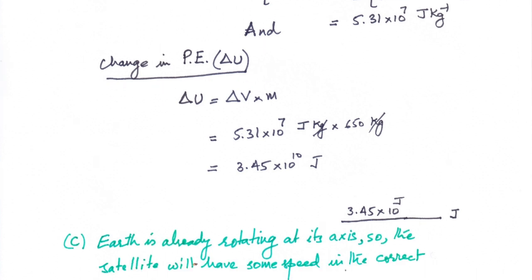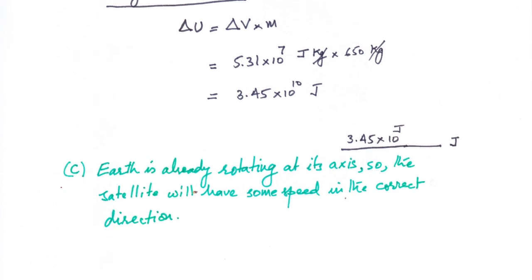Part C is only for 1 mark, and you have to comment only. It is asking why the satellite is being launched in the direction of the Earth's spin. It is because the satellite will already be traveling in the direction of the Earth's spin and will already have momentum, so it will be easy to give the satellite its required speed.